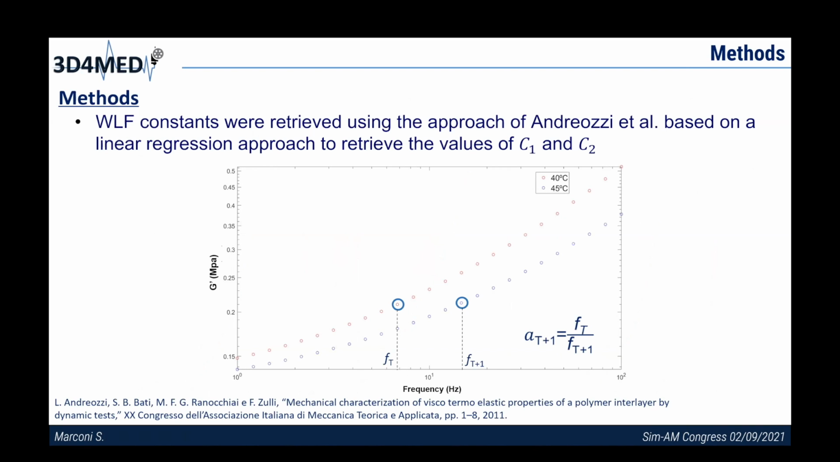So just to briefly go through the approach, we define a reference curve at a fixed temperature, for example, 40 degrees, and we find in all the other curves at different temperatures a value that is identical or extremely close to the value of the reference curve. This value has a shift in the frequency domain. So we compute the shift factor as the ratio between the reference and the actual curve frequency in this way.